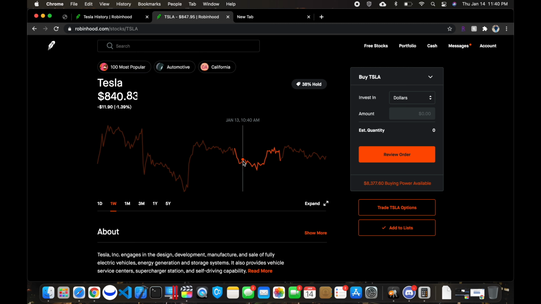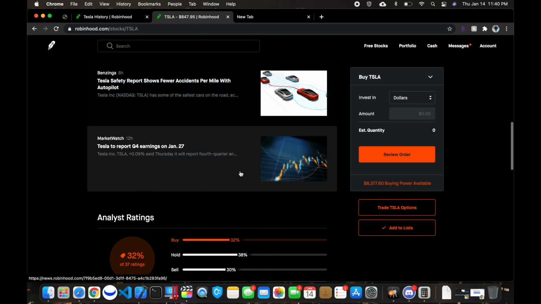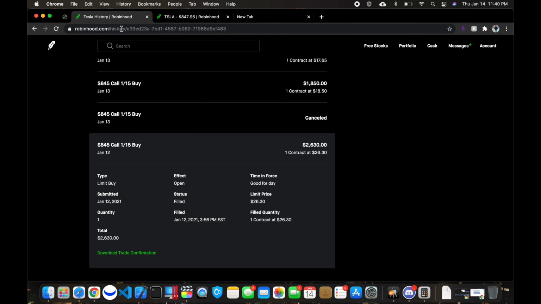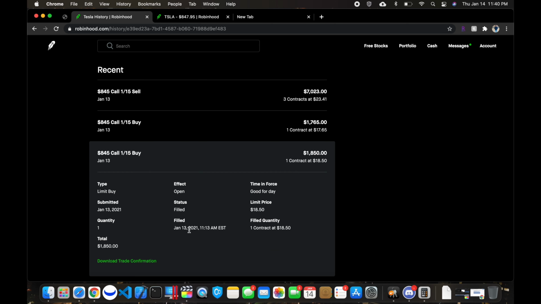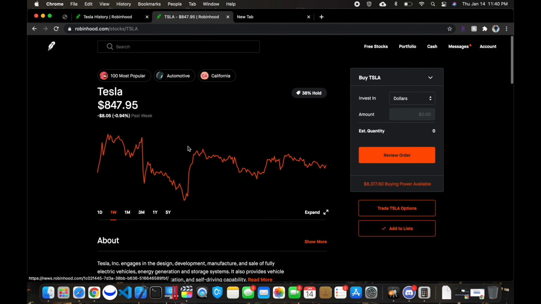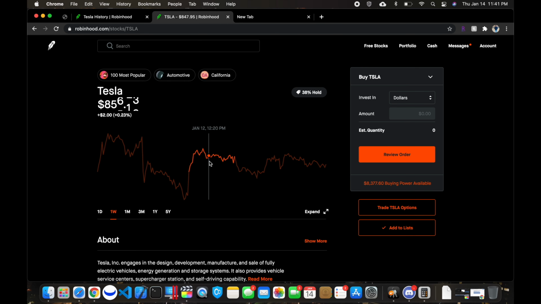So I caught it around here. I caught one. That was on January 13th. You can see that I bought another one here on January 13th. I bought it at 1113. So let's look at the chart when I bought it at 1113. So January 13th, let's go there, and I bought it at 1113. Around here, I would say.